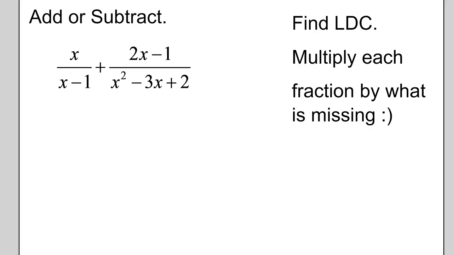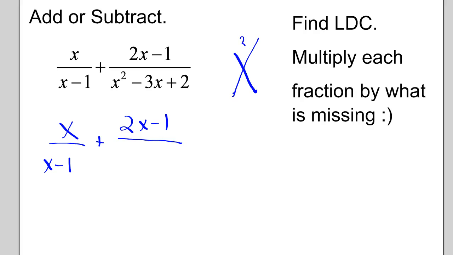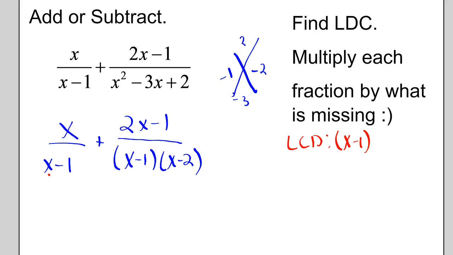Add or subtract. Remember, we need to find the least common denominator. So in most cases, we should factor first. My first term is factored. X over x minus 1 is factored. But my second term is not. I need to factor two numbers that multiply to 2 that add to -3. That's a -1 and a -2. So this factors to x minus 1, x minus 2. So my least common denominator is the number x minus 1 times the number x minus 2. So I come over here, and this fraction on the left is missing x minus 2.